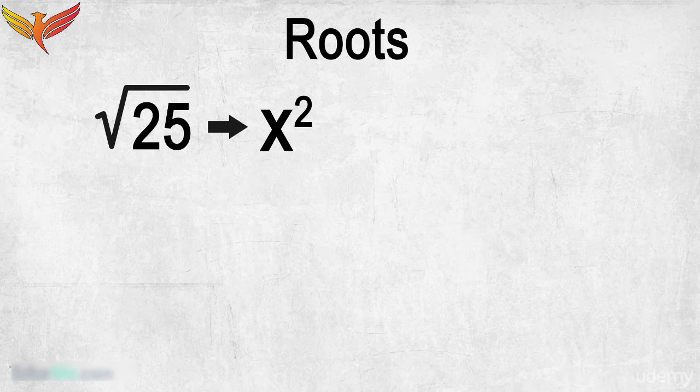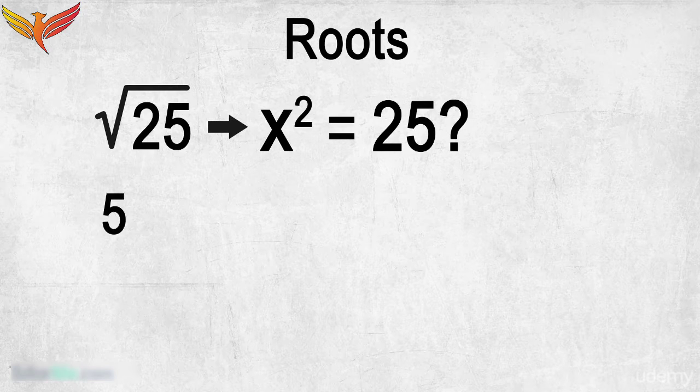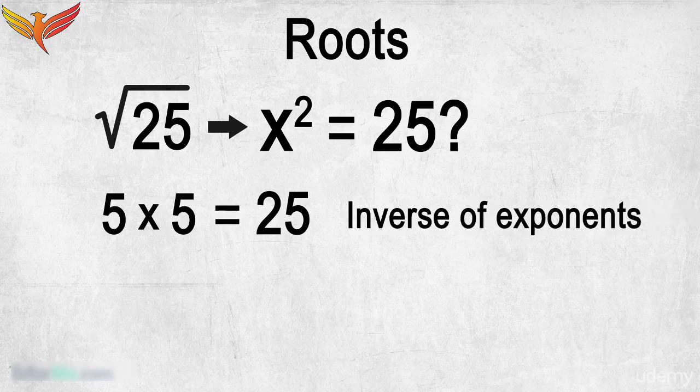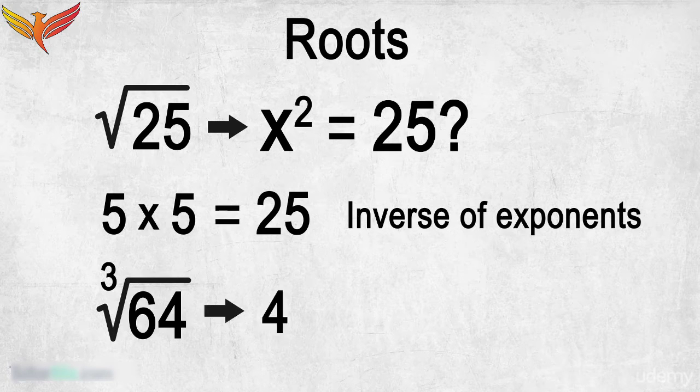Roots are the inverse of exponents. The square root of 25 simply means what number multiplied by itself equals 25, which is 5. The square root of a number always refers to the positive square root. The cube root of a number means the number that is multiplied by itself 3 times to equal the number under the radical. In the case of 64, 4 times 4 times 4 equals 64.